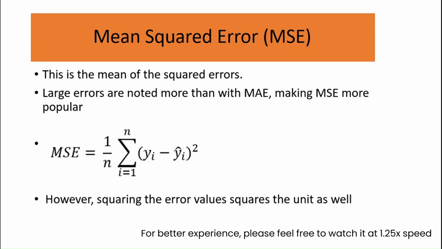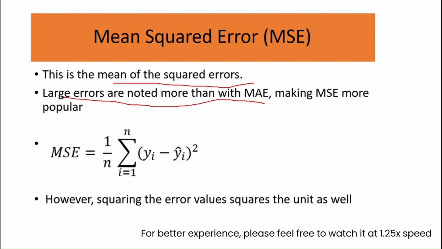So now let's move on to mean squared error. This is the mean of the squared errors. For those errors, we will square all of those values and then find the mean of those. So we'll take y minus y cap. Y is the actual value, y cap is the predicted value. We will find the errors for those and square everything.